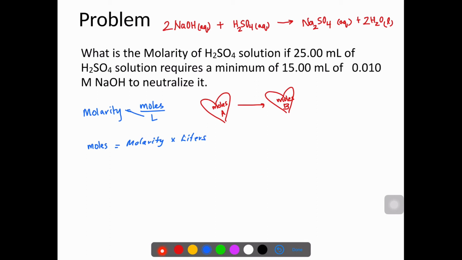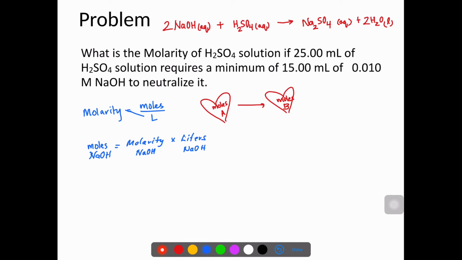Okay, so since we know the molarity of sodium hydroxide and the volume of sodium hydroxide, we can find moles of sodium hydroxide. Remember, you have to always use conversions from apples to apples, okay? So if you're using molarity of sodium hydroxide and the volume of sodium hydroxide, what you get is moles of sodium hydroxide, not any other substance's moles, okay?